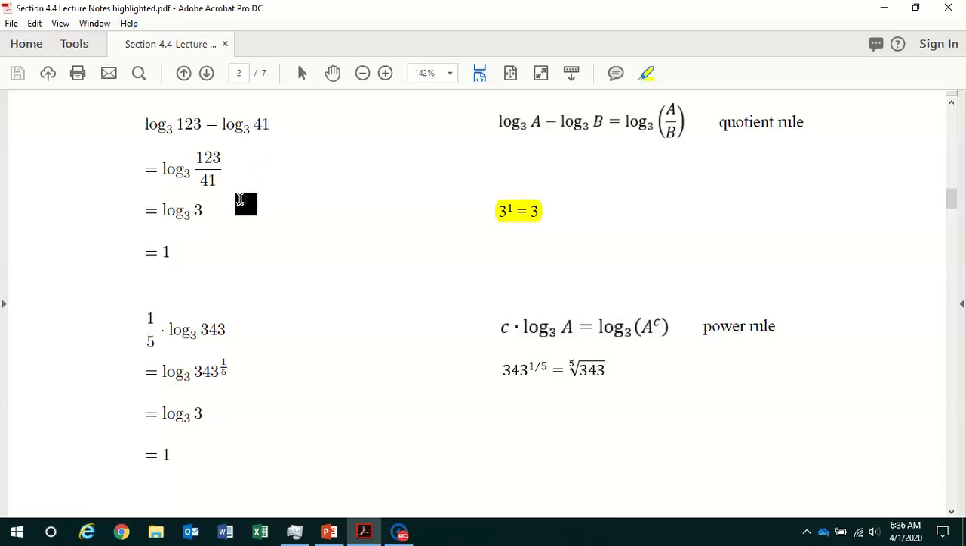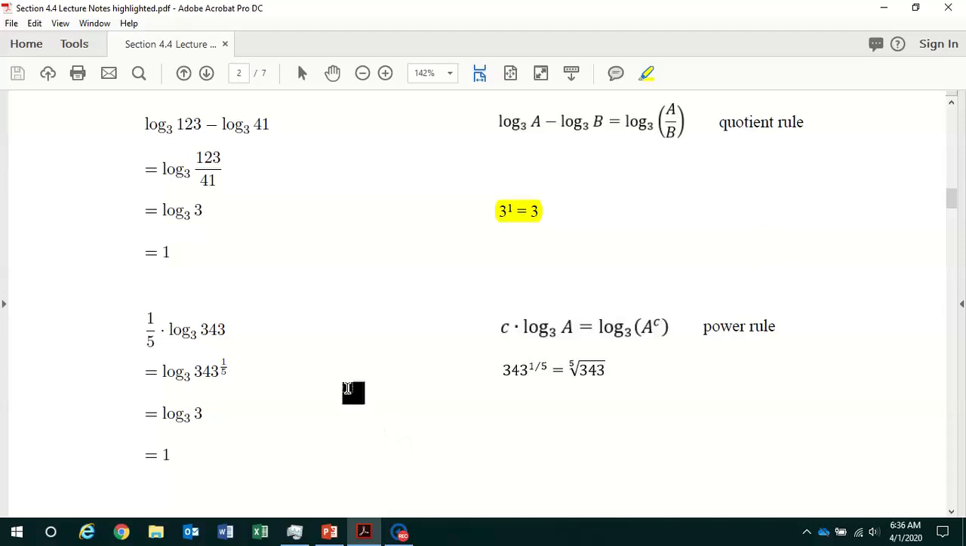Well, 123 divided by 41 is equal to 3. So this is equal to log base 3 of 3, which is equal to 1, because 3 to the 1st power is equal to 3. So log base 3 of 123 minus log base 3 of 41 is just equal to 1.